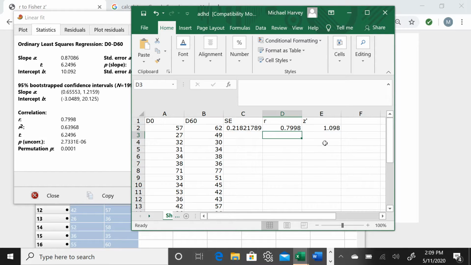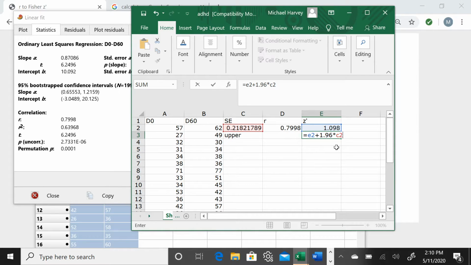All right. Now, let's see. So to get the upper limit, okay, remember we're going to take this value and add it to the critical value times that standard error. So that's going to be equal to, looks like we've got E2, all right, plus 1.96, all right, star C2.